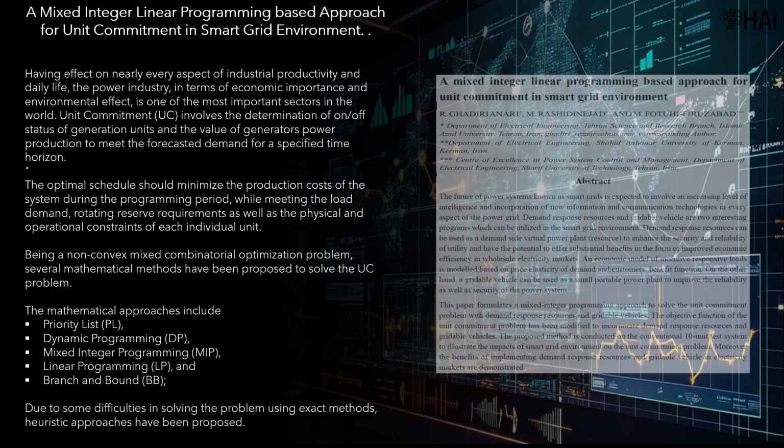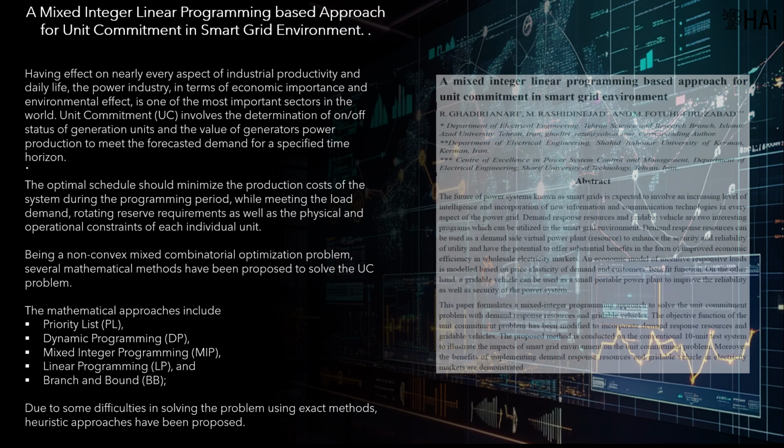Unit commitment, UC, involves the determination of on/off status of generation units and the value of generators' power production to meet the forecasted demand for a specified time horizon. The optimal schedule should minimize the production costs of the system during the programming period, while meeting the load demand, rotating reserve requirements as well as the physical and operational constraints of each individual unit.